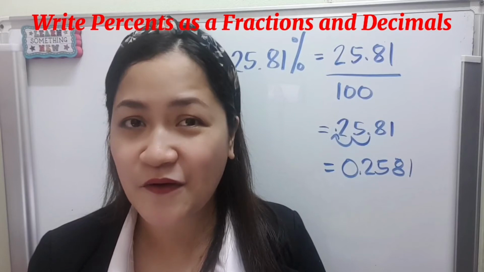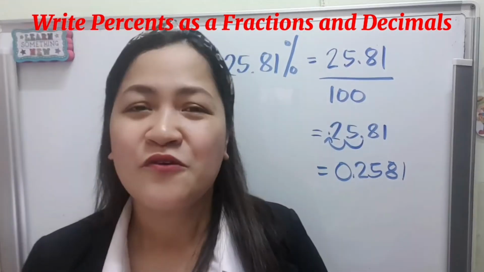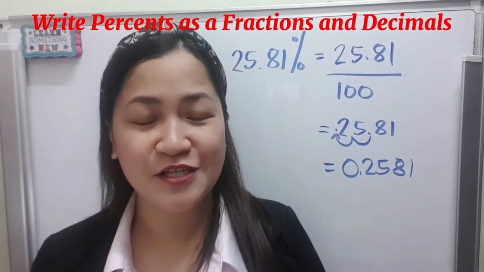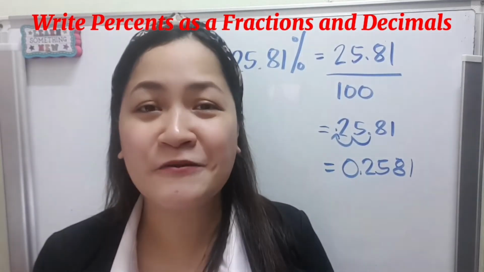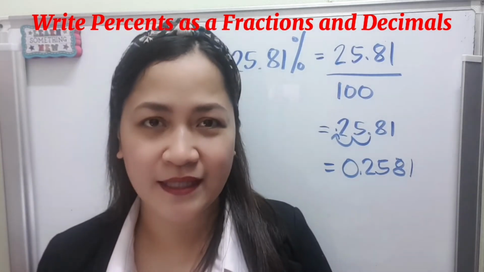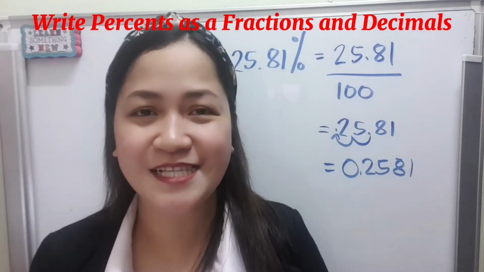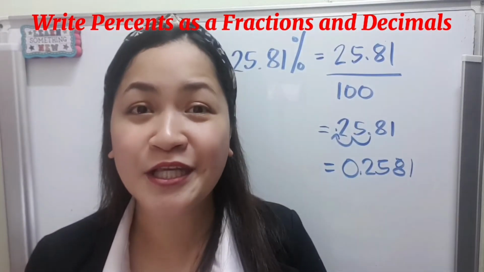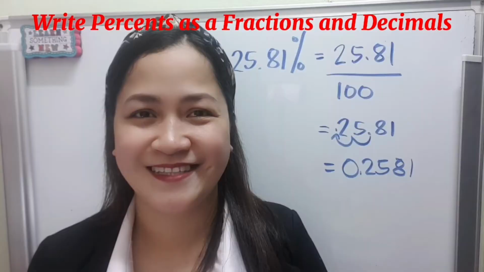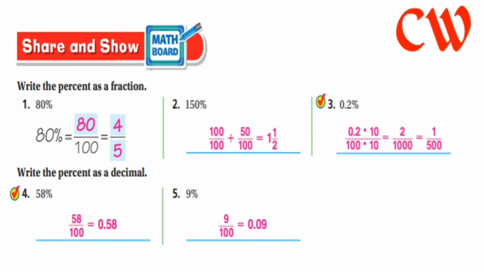Can you do it now on your own? Okay, you can always try. For your practice, you can do share and show numbers 1 to 5 and then compare your answers with the correct answers. Remember, when you don't get it right, you should not lose hope. Instead, you will try again until you get the correct answer, and the more that you will understand the lesson. And here are the correct answers. See if you get the same.